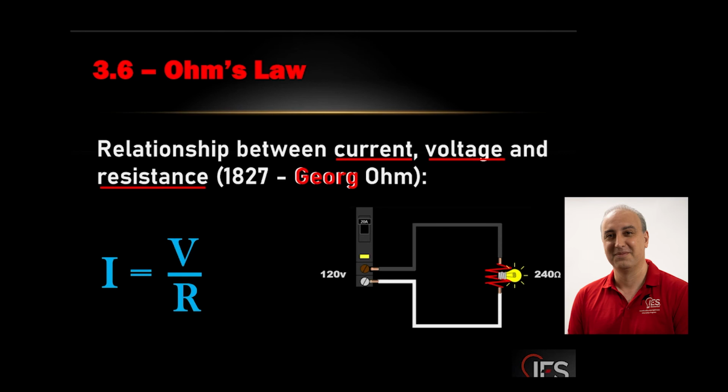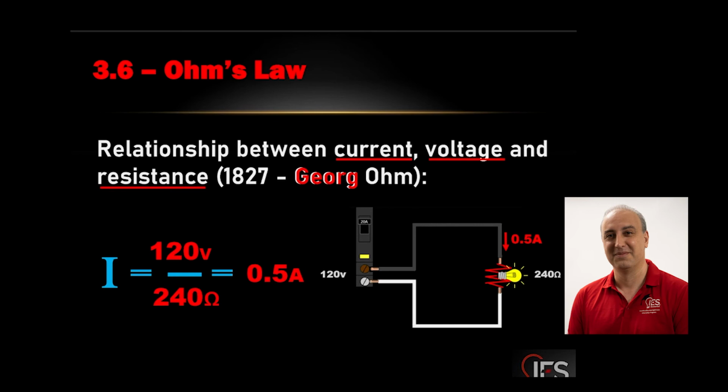So this is how it works. Basically, you take R, we have 240, so replace that with 240. Then you have V, that's 120 volts, right? What's 120 divided by 240? It's 1/2, half an amp. That's the current that's flowing through that light bulb. So if you have voltage and resistance, you can find current. If you have voltage and current, you can find resistance. It's simple math.